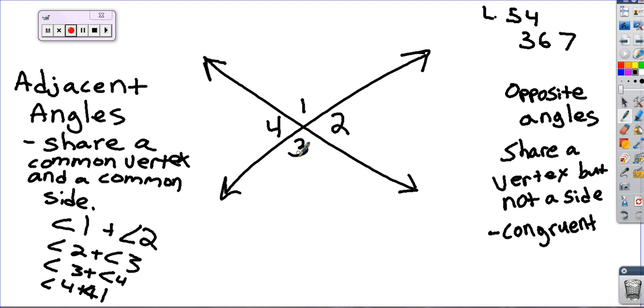So if those are the adjacent angles, what are the opposite angles? 2 and 1? No, because they're right next to each other. They can't be next to it. 1 and 3 is. Very good. 1 and 3 is, and there's one more. 4 and 2. Yep. Good. Those are opposite each other. They also will equal the same amount. They will have the same amount of degrees. So their angles will be the same.